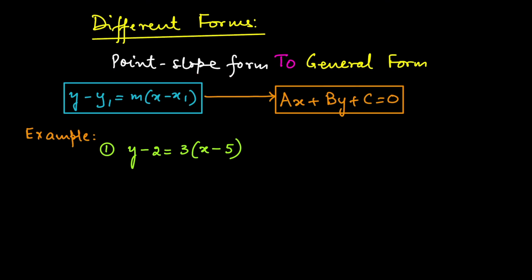So the equation is given, y minus 2 equals 3 times x minus 5. So how do we convert it into the general form? By rearranging the terms. So first we simplify this one. y minus 2 equals, so distribute this 3 with both the numbers. So we get 3x minus 15. And it's always a practice to write the x term with the positive coefficient.